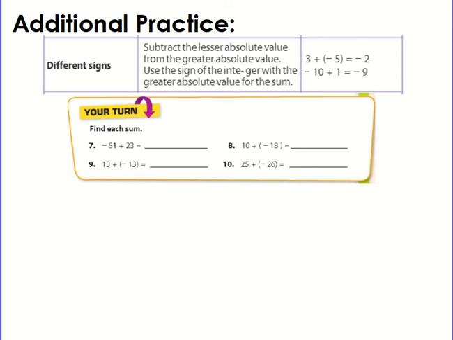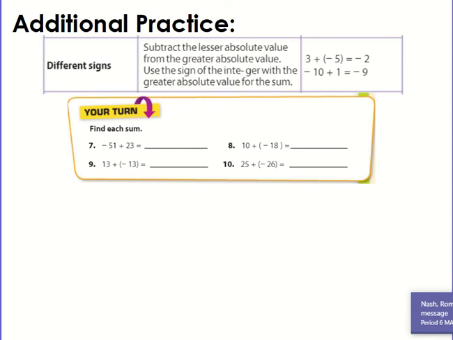If we look at these examples they gave us, 5 take away 3 is 2. And if we look back at our examples, 7 take away 5 is 2, and 7 had a greater absolute value. It was negative, so that's why our answer was negative. Same with 4 take away 3, that's 1. 4 had a greater absolute value than -3, which is 3, and so that's why our answer was positive.